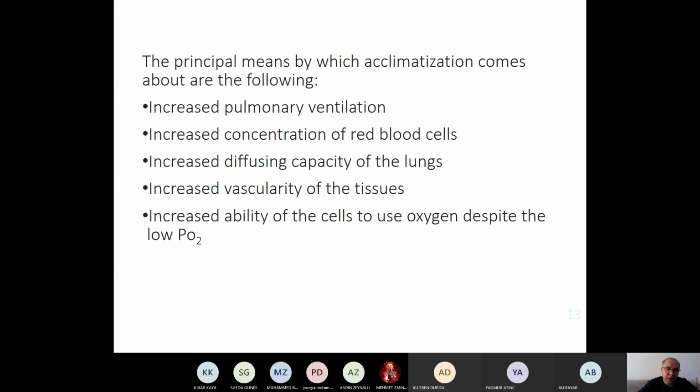First, pulmonary ventilation will be increased. Red blood cell amount in the blood will be increased. Diffusing capacity of the lungs will be increased. The vascularity of the tissues will be increased, so there will be new blood vessel formation, or angiogenesis. And also the ability of the cells to use oxygen will increase, as the activities of the oxidative enzymes will be increased.